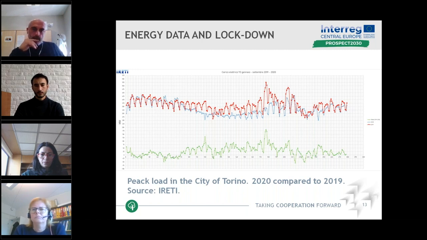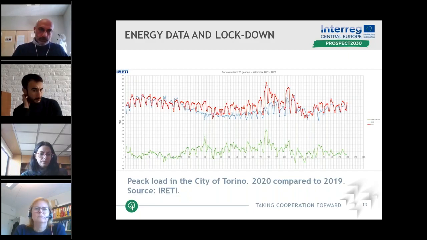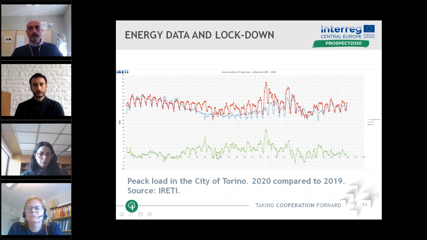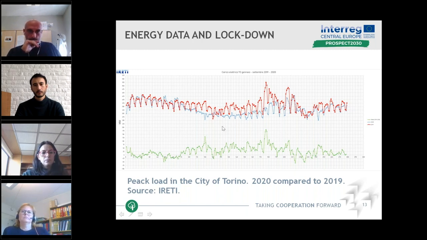This is a diagram in which the daily peak loads are provided. The blue line is 2020, the red line is 2019, and the green one is the difference between them. Here it is again very evident that during lockdown, starting in March, April, and so on, the consumption dramatically decreased, and the curve is also flatter than in the previous year.